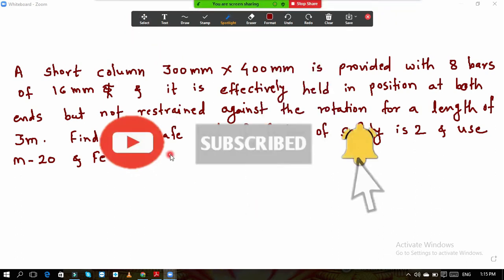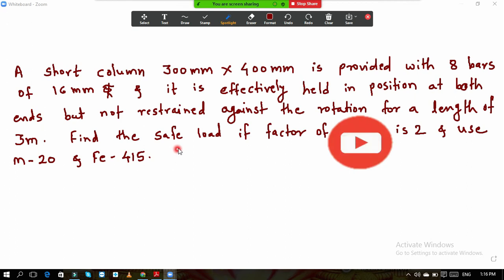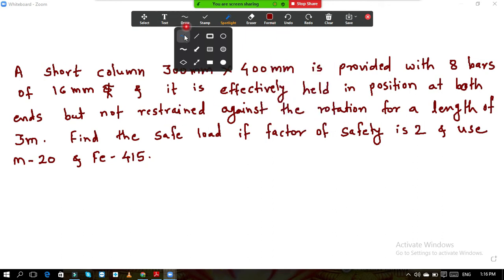To solve this problem, one condition is given: effectively held in position. We can use this condition to find out the effective length of the column, as only the length of column is given, which is 3 meter. So first of all we will write down the given data.